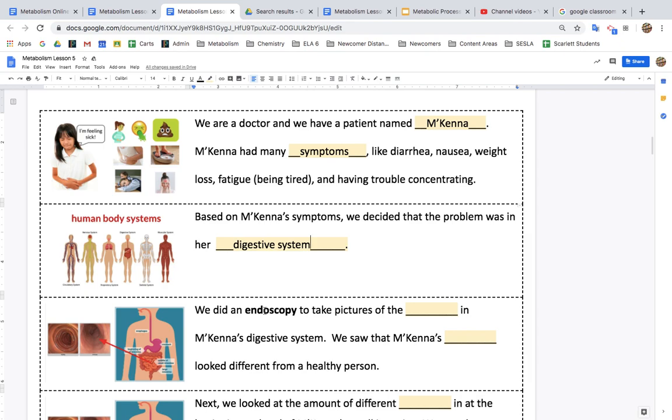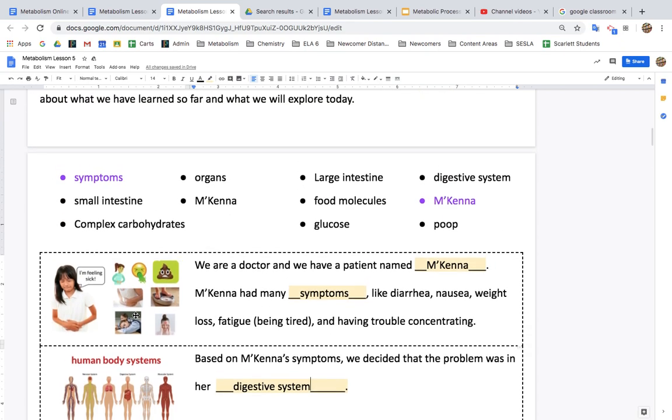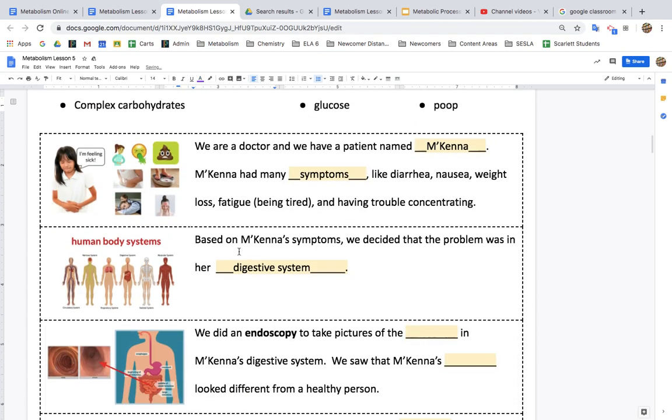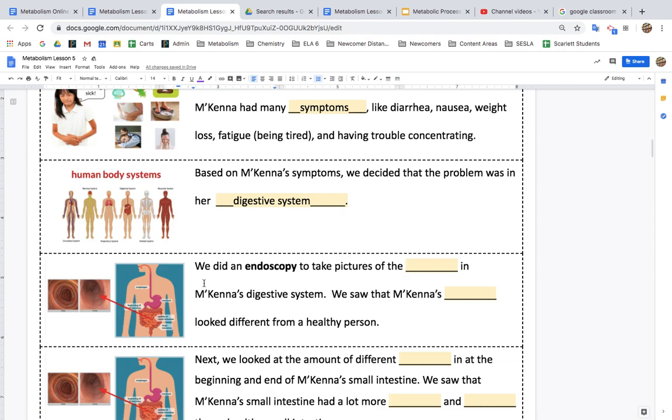We did an endoscopy to take pictures of the blank in McKenna's digestive system. So what did we take pictures of? Well, we did take pictures of her small intestine and her large intestine, but we took pictures of all the different organs. We did her esophagus, her mouth, her stomach, her small intestine, her large intestine. These are all organs.